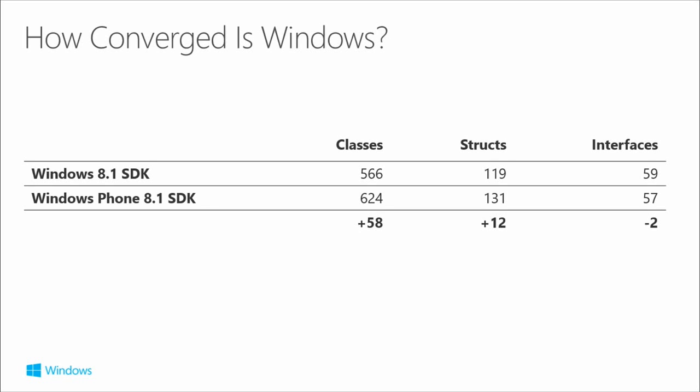So how converged is Windows? We've been talking a lot about convergence. We've been showing a lot of convergence. But in fact, there is this massive convergence. This is just a diff of the APIs between Windows 8.1 SDK and the Windows Phone 8.1 SDK. And I completely stole this slide from Tim Pure, who showed it off at Build 2014. But because it comes from Tim, I feel it's a pretty reliable chart.